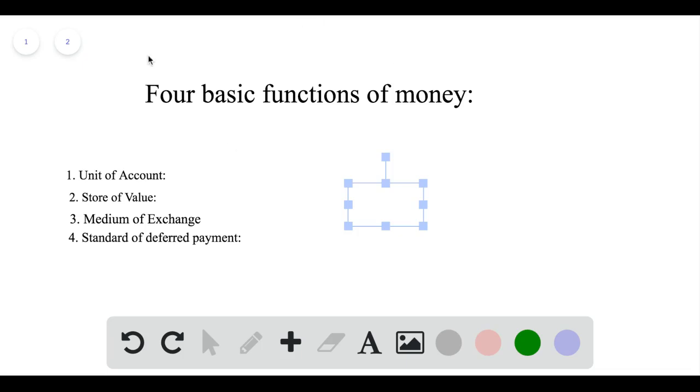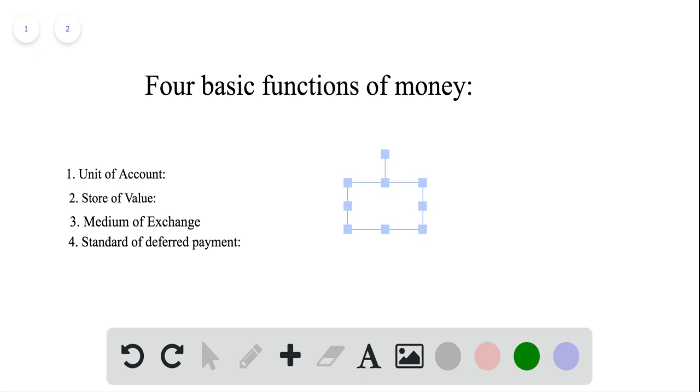Hi, so today we're going to be talking about what the four basic functions of money are. And that would be number one, a unit of account, two, store of value, three, medium of exchange, and four, standard of deferred payment. So let's go into a quick basic interpretation of what each of these mean.